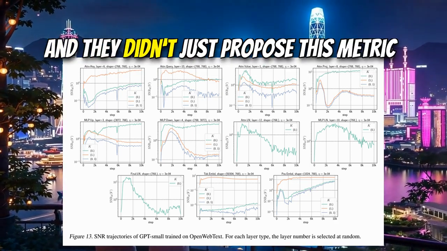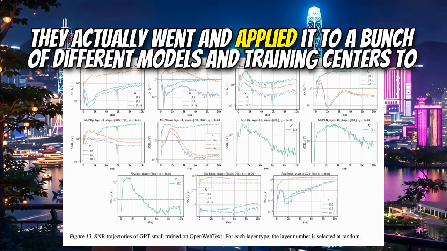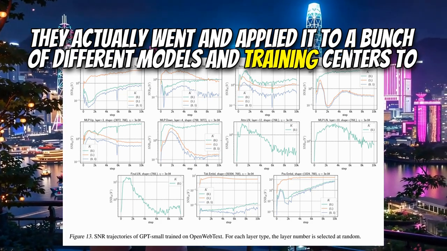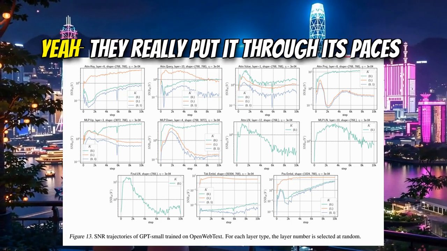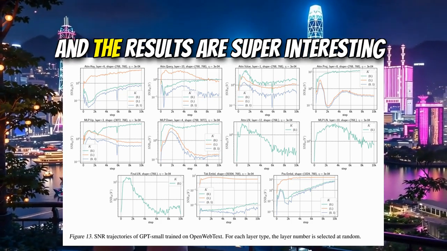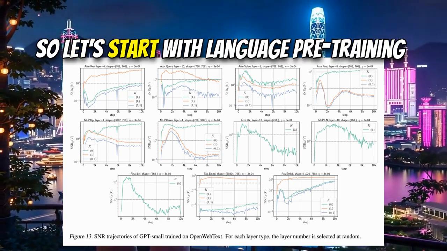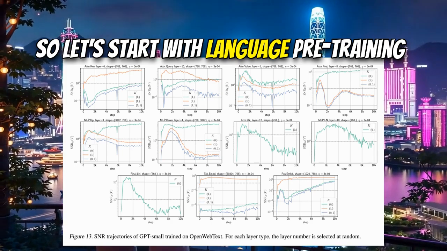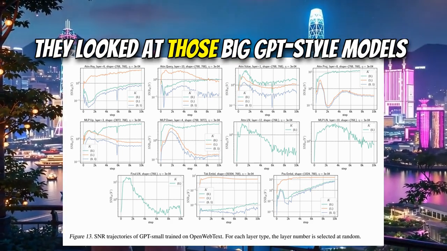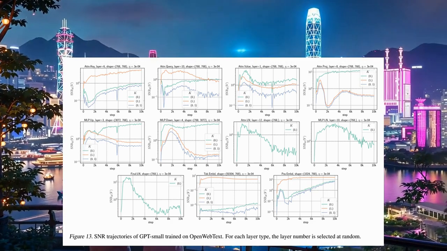Got it. And they didn't just propose this metric, they actually went and applied it to a bunch of different models and training scenarios to see what they could learn. Yeah, they really put it through its paces, and the results are super interesting. So let's start with language pre-training. They looked at those big GPT-style models. What did they find there?